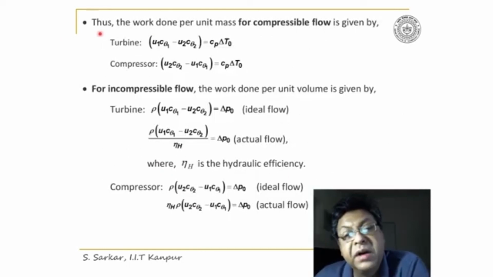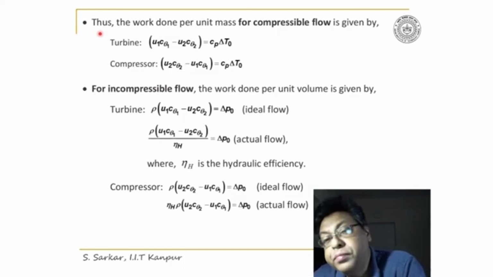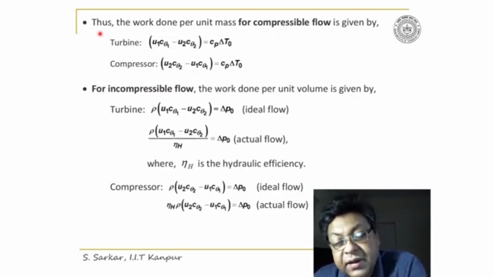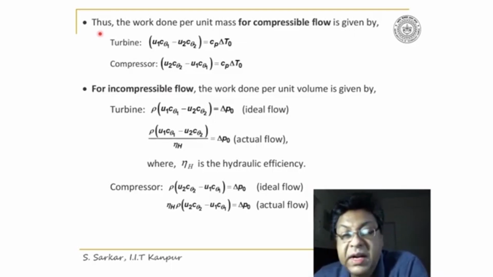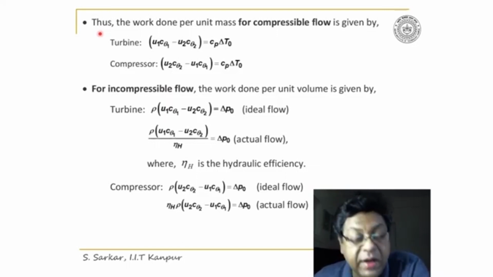Thus, the work done per unit mass for compressible flow, if you take a turbine, will be U1 C theta 1 minus U2 C theta 2 equal to Cp into delta T0, where delta T0 is the temperature drop across the impeller. For a compressor, it will be U2 C theta 2 minus U1 C theta 1 equal to Cp into delta T0, where delta T0 is the temperature rise across the compressor impeller.